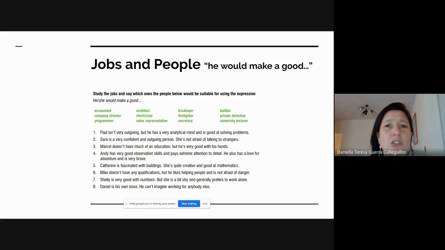First, we are going to be talking about jobs and people. There is an expression, he would make a good, or she would make a good, when you know the description, the characteristics of a person, and you try to match it with a job, with an occupation. So let's see. Here are some jobs and occupations that you can have, like accountant, company director, programmer, architect, electrician, sales representative, bricklayer, a firefighter, secretary, builder, private detective, and university lecturer.